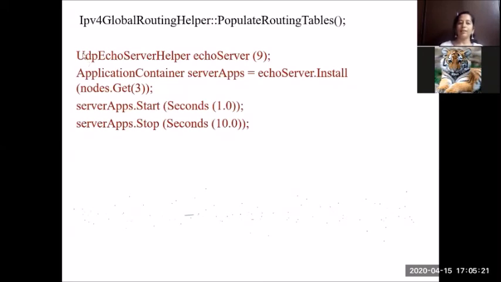So first I will install the server. I'll start the server application, and this uses UDP, or user datagram protocol, in the transport layer. So it is called UDP Echo Server Helper. That is the class, and the object is Echo Server. This is the name I have given. And I have to mention the port number where this application should run. Generally, this application should run on port 9. So at the server, I'll give that port number.